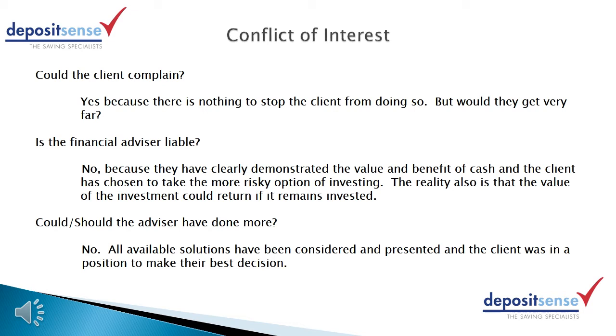So could or should the advisor have done more? Well, clearly no. All available options were discussed, all available solutions have been undertaken, and all asset classes have been managed most effectively. The bottom line is the advisor is not responsible for the performance of the stock market, but they are responsible for the level of information that they provide to enable the client to make their best decisions. And in this example now, we can clearly see that the advisor has done all that they needed to do.